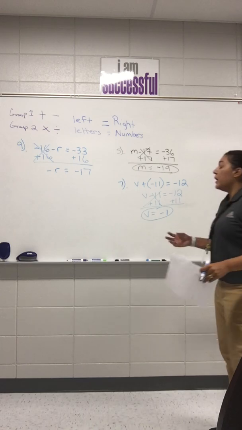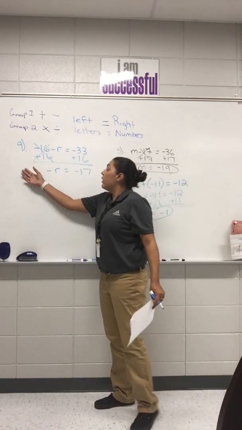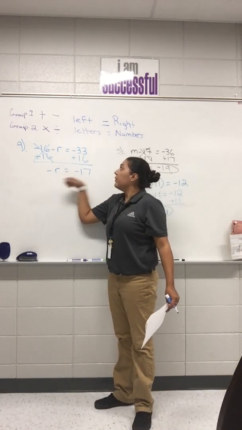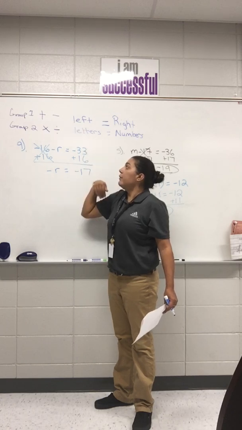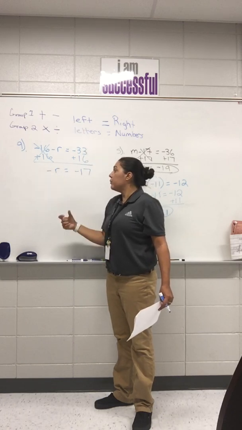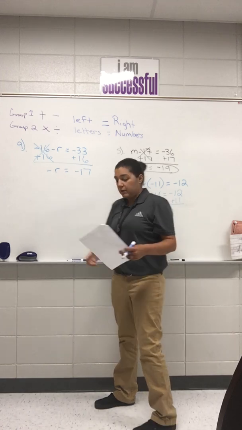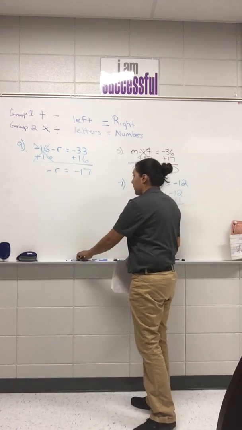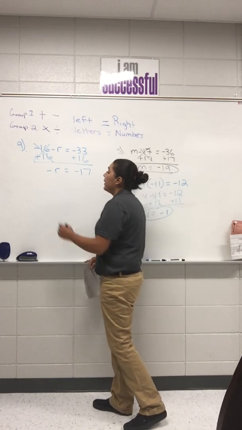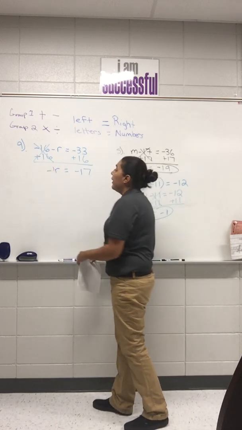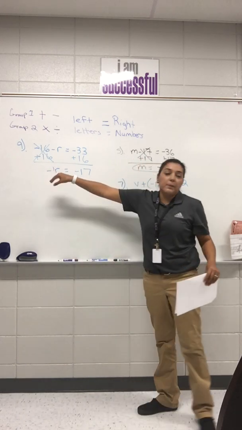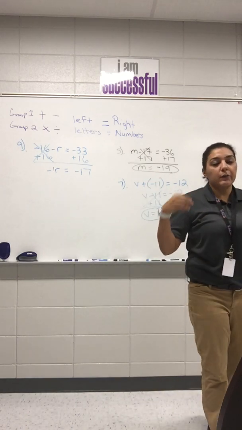Okay, so now we have no numbers over here. We only have letters left. We've already did everything with group 1. Now we're going on to group 2. What number is in front of this R? A 1. It's a 1. Now this is right next to it. So when something's right next to something in math, what does it mean?